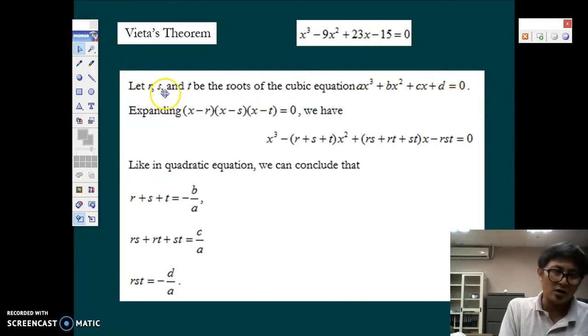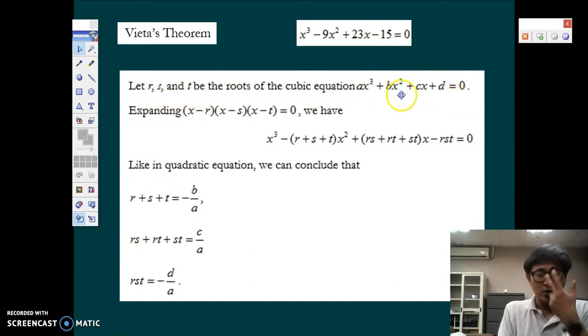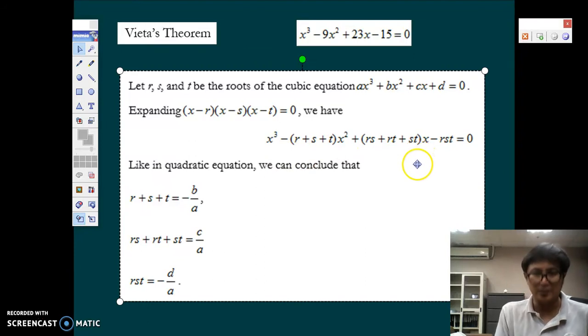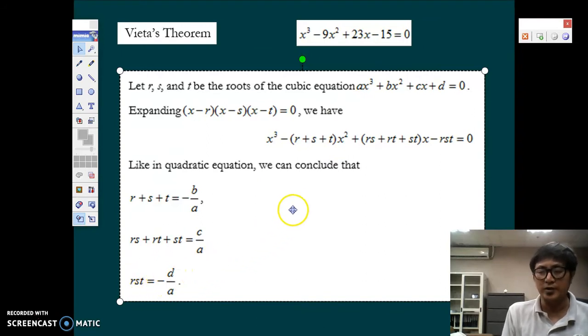Now if you let r, s, and t be the roots of this polynomial, therefore x minus r, x minus s, and x minus t will be the factors. When you multiply this, it will be like this. And these coefficients are basically the same. So meaning, you can get the relationship: r plus s plus t is equal to negative b over a, because they are both the coefficient of x squared there. rs plus rt plus st is c over a, and rst, the product of the roots, is negative d over a.